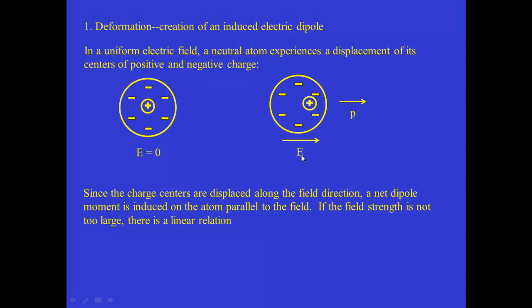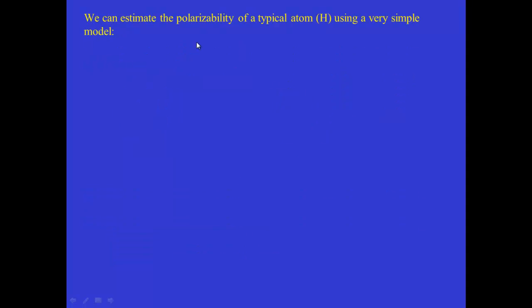If the field strength is not too strong, then we can write a nice linear relationship between the induced dipole moment and the applied field. And the proportionality constant is the atomic polarizability, which of course depends on the properties of the atom. We can estimate this quantity. We'll do a very simple model here, and this is following what Griffiths does in the textbook. And then for homework, you have a problem where you're going to do a little bit more sophisticated calculation.